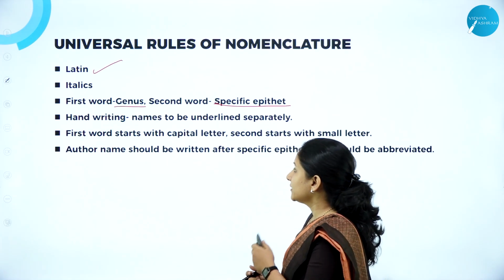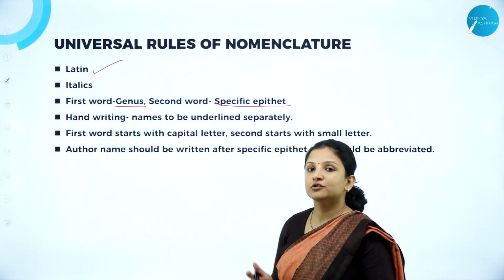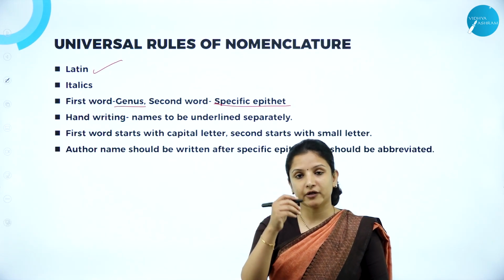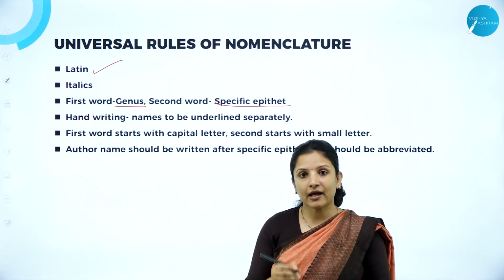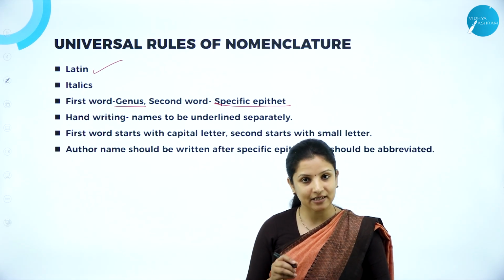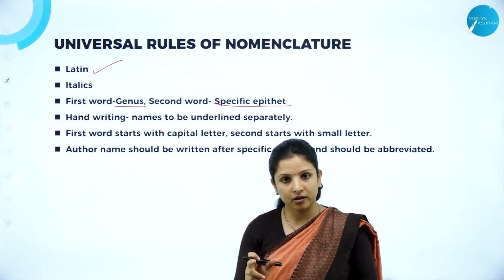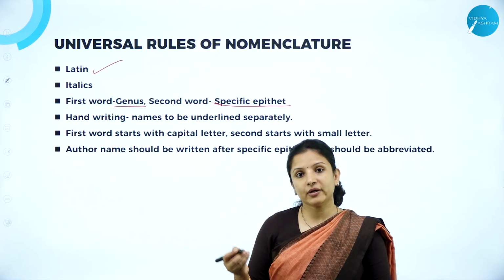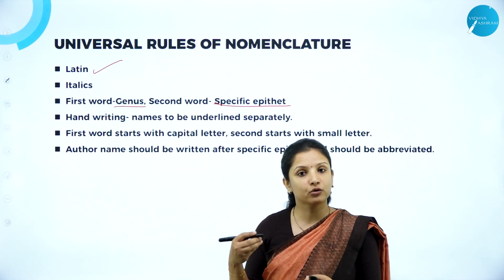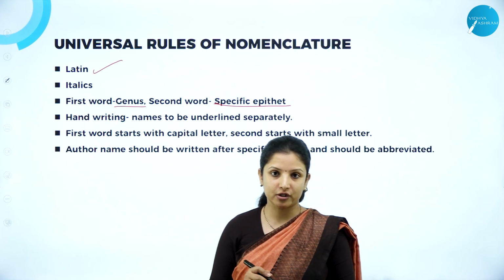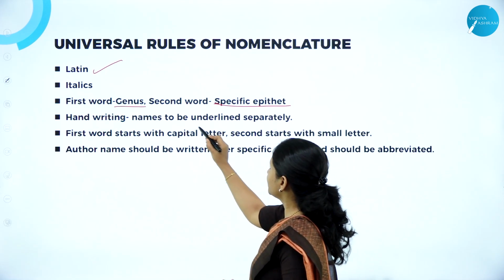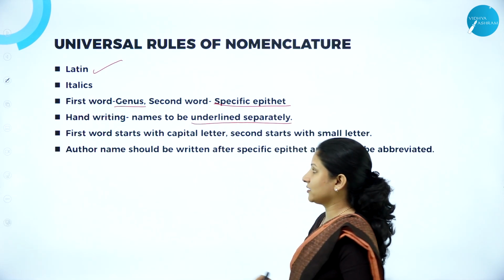Next is handwriting. When we are handwriting, that is when we are using a pencil or a pen, at that time we cannot italicize that particular word, right? Because if we try to italicize, the handwriting will look odd. So that is why when we are handwriting a biological name, it should always be underlined separately.